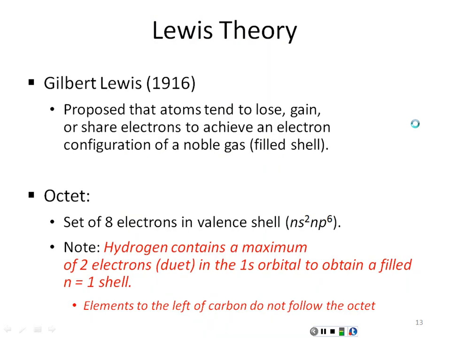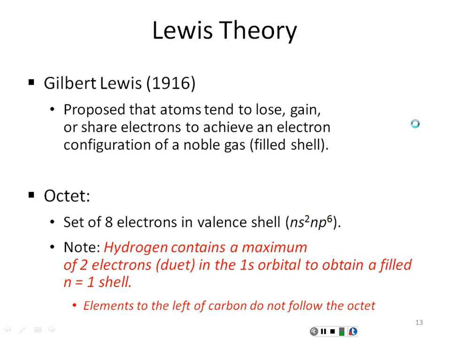So why do bonds form the way they do? What theory can we use to explain this? It turns out what we use to explain bonding at this general chemistry level is Lewis theory. This was developed by Gilbert Lewis in 1916. And he proposed that atoms tend to lose or gain or share electrons to achieve the electron configuration of a noble gas. So they tend to give up electrons or pick up electrons so that they meet the nearest noble gas configuration.